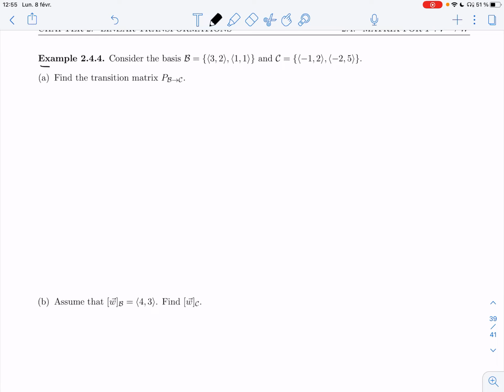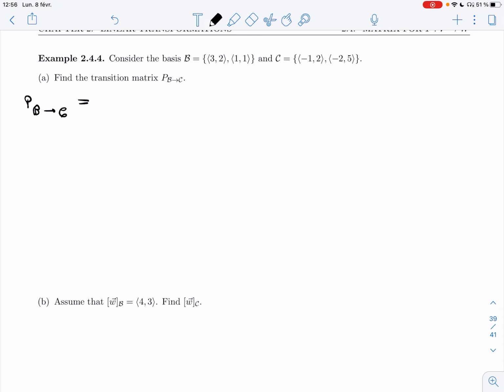Right, let's look at example 2.2.4. I have two bases: B, which is (3, 2) and (1, 1), and basis C, which is (-1, 2) and (-2, 5). I want to find the transition matrix from B to C.